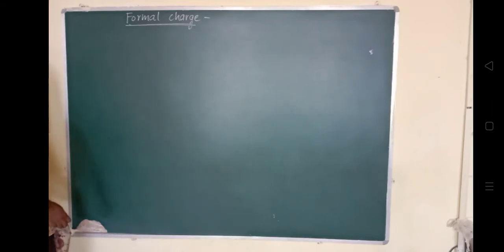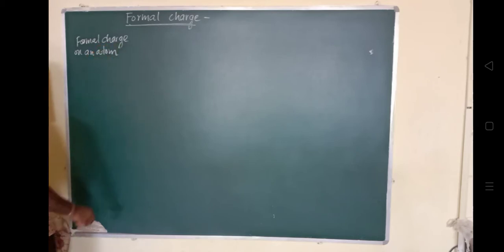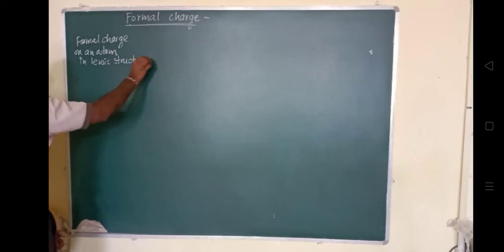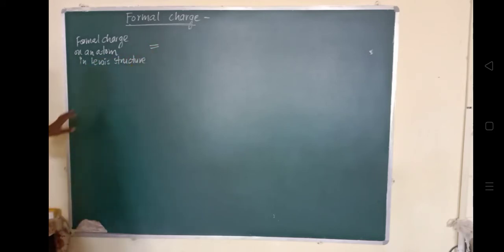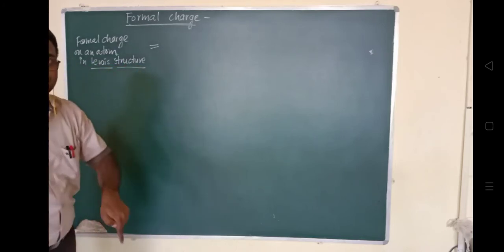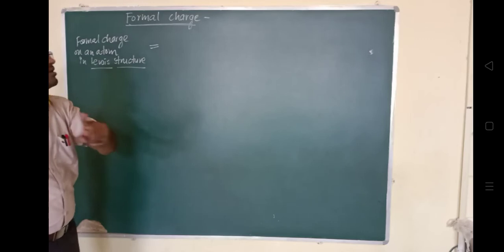So, formal charge of an atom in a Lewis structure. We will write down the formula. The formal charge on an atom in a Lewis structure will be determined with the help of the Lewis dot structure. जो formal charge है वो हम identify करते हैं based on the Lewis structure. So we must have a Lewis structure initially to find out the formal charge. This is the basic requirement.